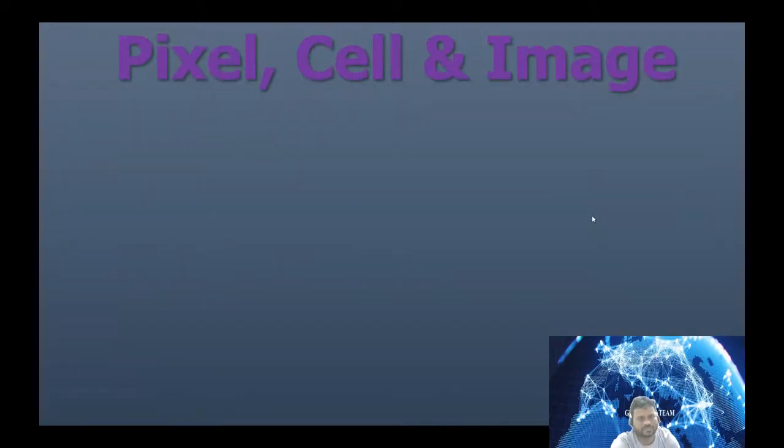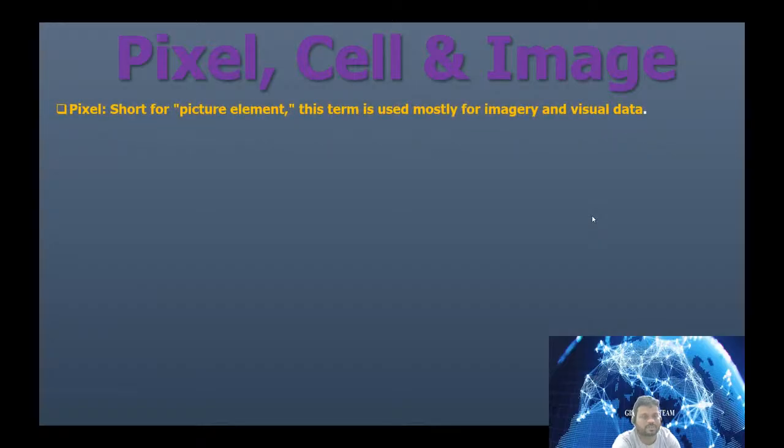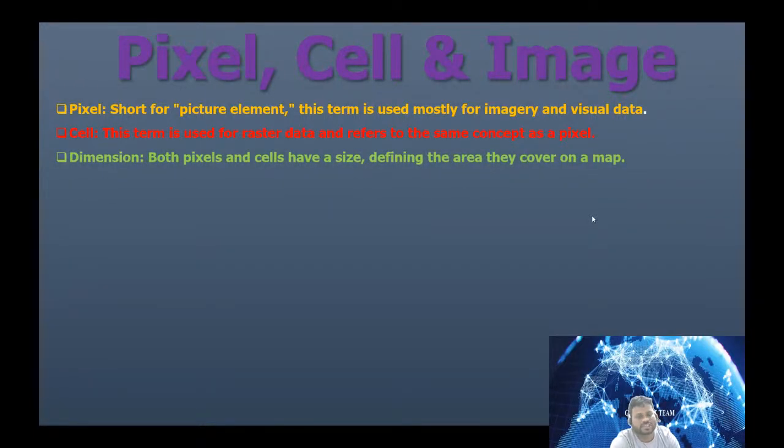A small basic difference between pixel, cell, and image. Pixel is short for picture element. This term is used mostly for imagery and visual data. Cell: this term is used for raster data and refers to the same concept as a pixel. Dimension: both pixel and cell have a size defining the area they cover on a map.